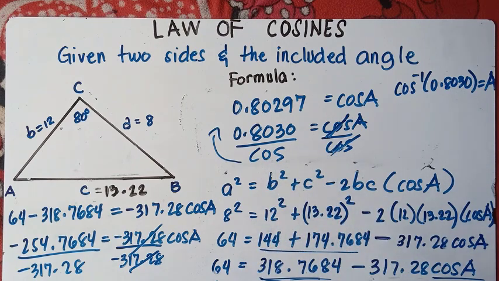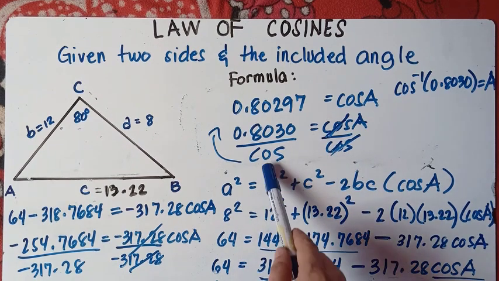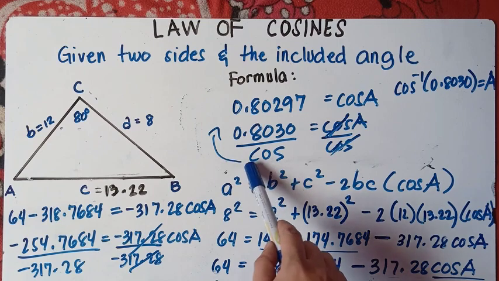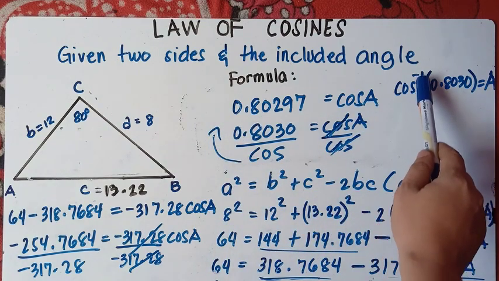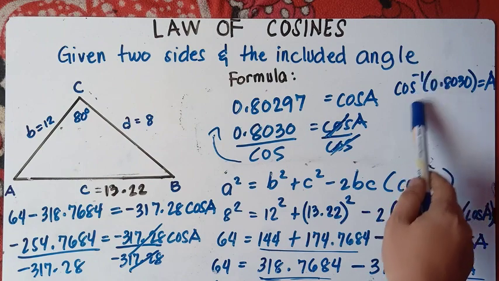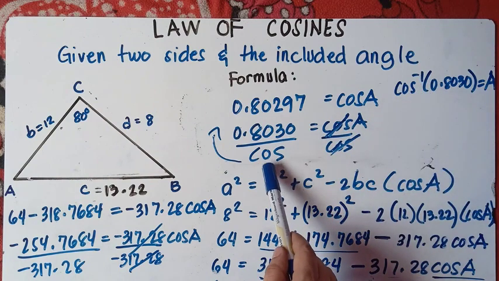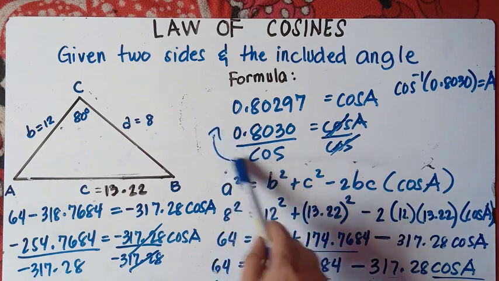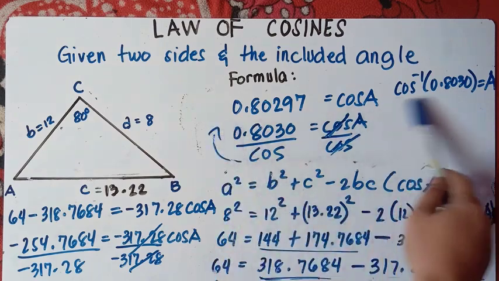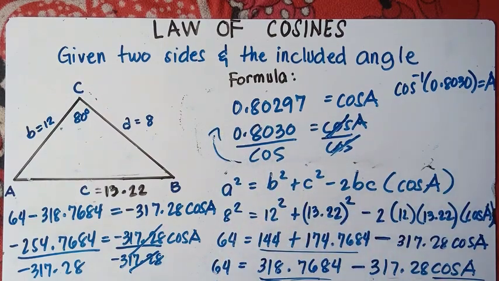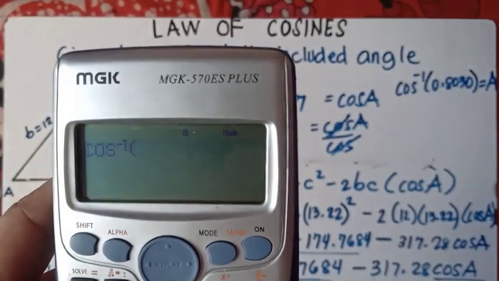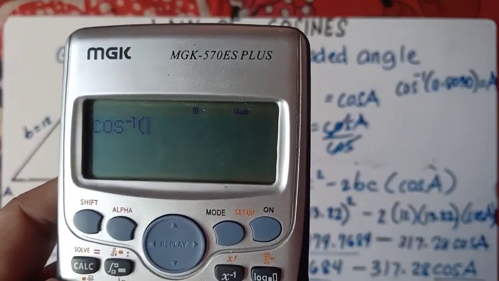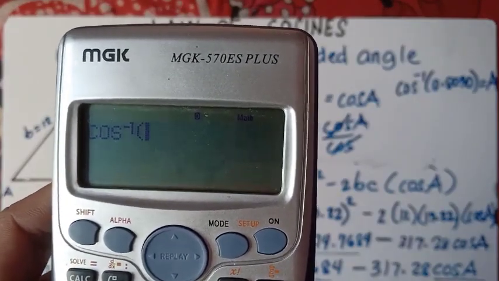So that you will not get a math error, we need to get the inverse. You put it on the top, and this is the same, class, as cosine raised to the power of -1. This is just the same as cosine on the bottom. You just need to get the inverse. To get that, class, it will be shift, then cosine. So shift cos, you will get cosine inverse, cos raised to the power of -1.